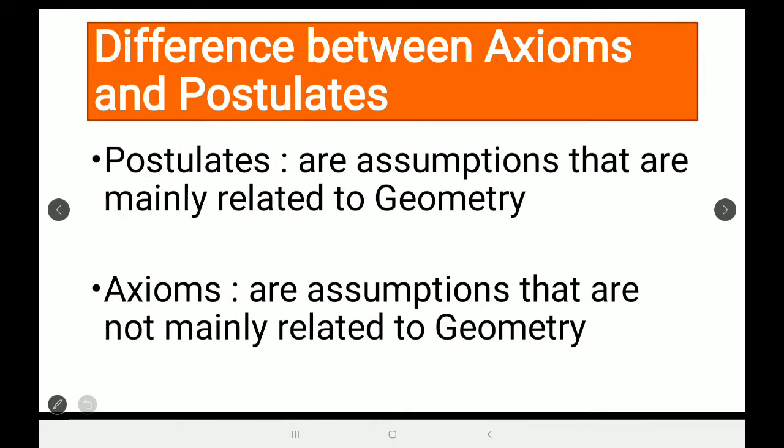Before that, what is the difference between axioms and postulates? Let's understand postulates first. Postulates are assumptions that are mainly related to geometry, while axioms are the assumptions that are not mainly related to geometry. That doesn't mean we will not use axioms in geometry. The word 'mainly' is there, meaning we can use them, but rarely are these axioms used in geometry.